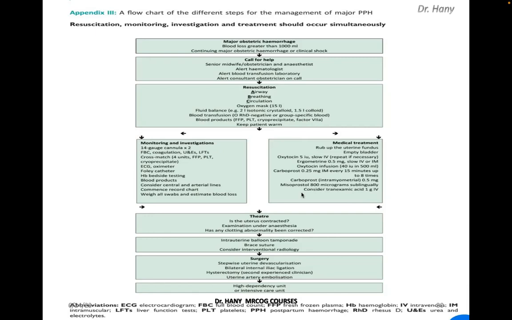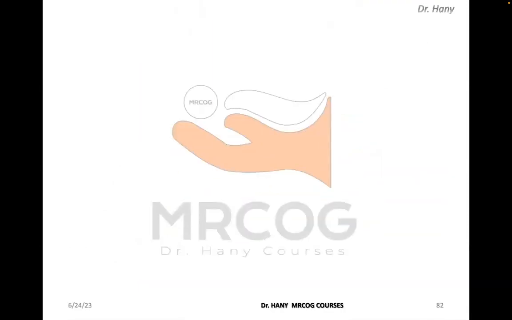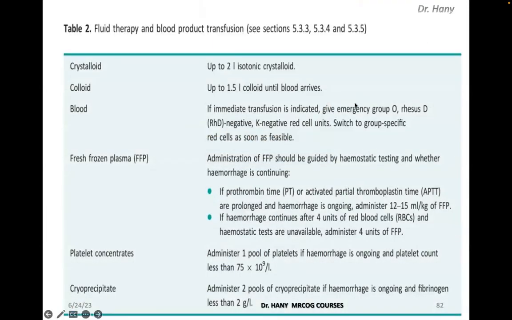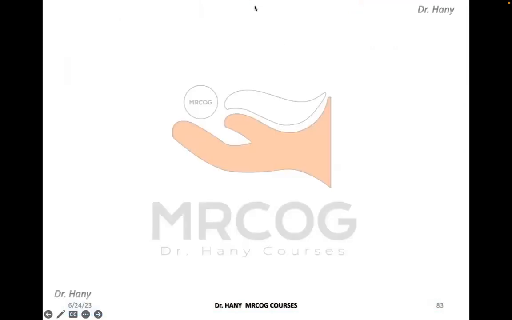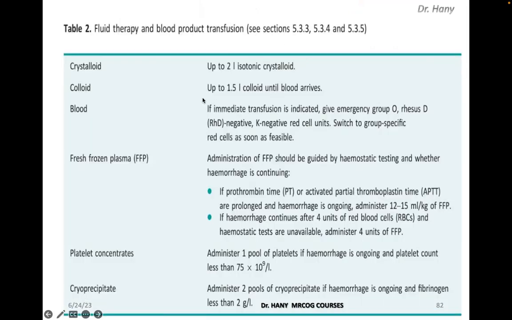What about the resuscitation? You said 2 liters of crystalloid: Hartmann's, Ringer's, normal saline, D5 normal saline, these are crystalloids, and 1.5 liters of colloid. Until your blood is here, give O negative, K negative. Cytomegalovirus-negative blood is for elective cases, my dear, not for the emergency. O negative, K negative, unless you have a group specific. If you already have 4 units cross-matched before, give cross-matched blood. You don't give uncross-matched blood.